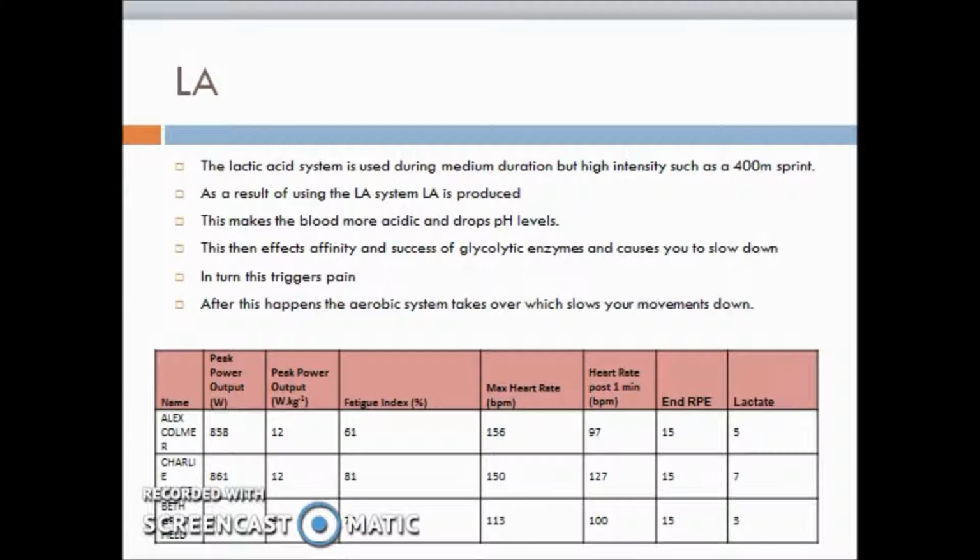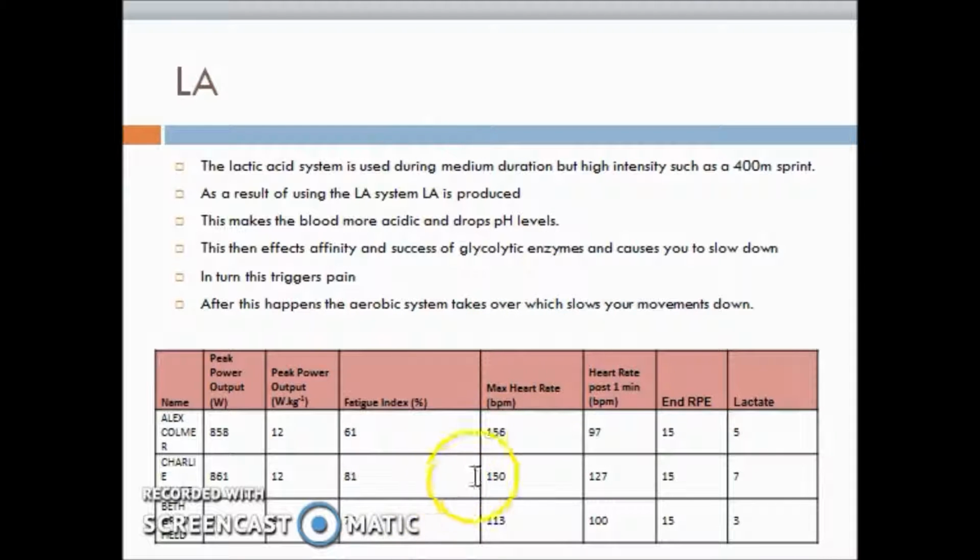As you can see here, this is our data that we have. And this was taken during a Wingate test, which is a high intensity test itself. And the really key thing with this is we can see mixed results. I think personally it's not a dead-on positive correlation, but there is some correlation between the amount of lactate there is in the blood and the fatigue index percentage.